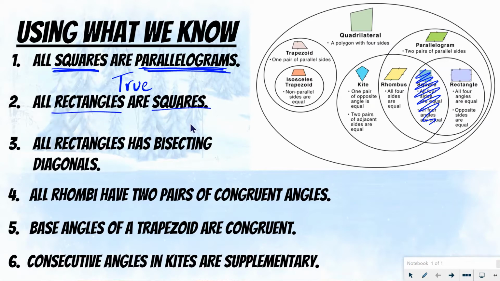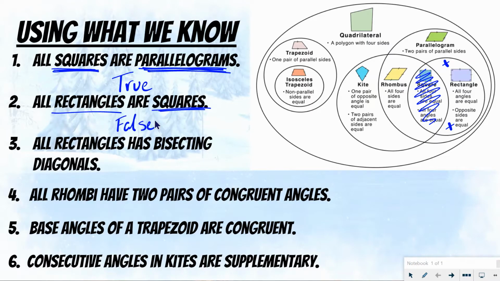All rectangles are squares. That is not true. There's some that are out here in this Venn diagram that are not going to be called squares. They would just be rectangles because they do not have every property required of a square, which is 4 congruent sides also. So that one's false.